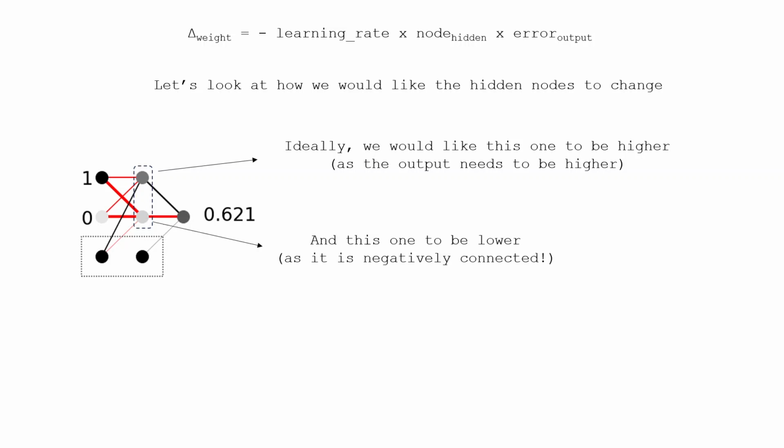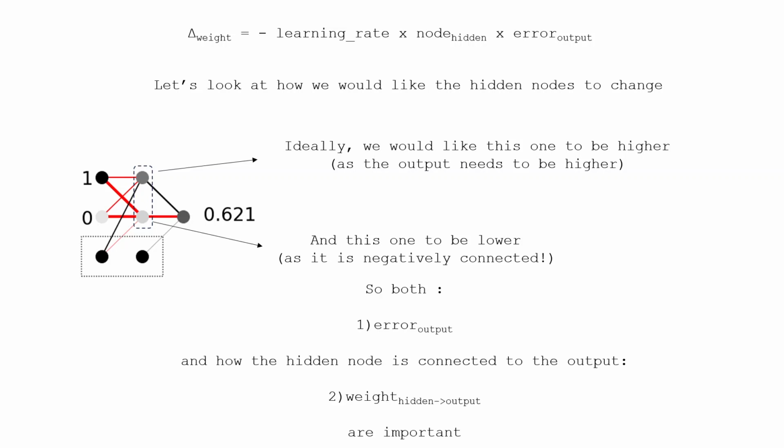The bottom one from the hidden layer we want to be lower, as it is negatively connected. So okay, can we again find some rule about how we would like those hidden layers to change? Well, we can see already that firstly it really depends on the output error. Do we want this thing to be higher or lower? So of course in the final formula this has to be in.